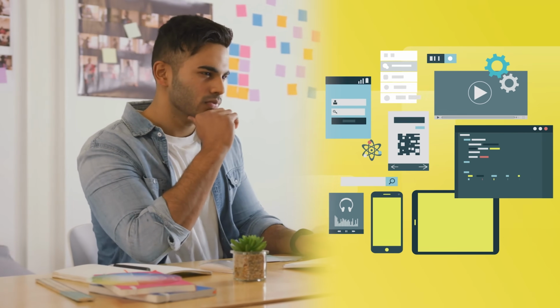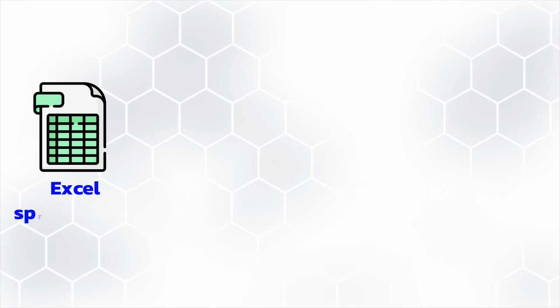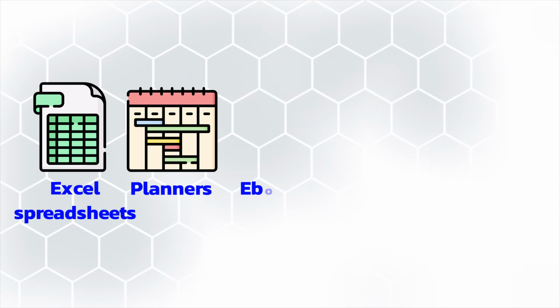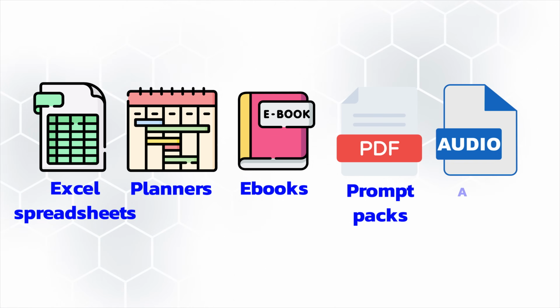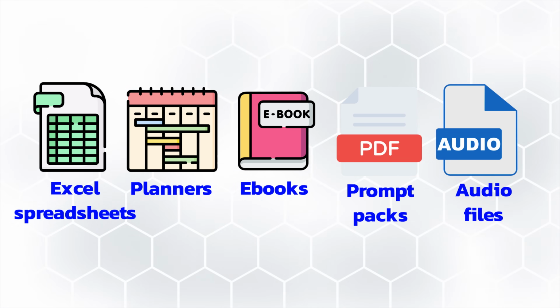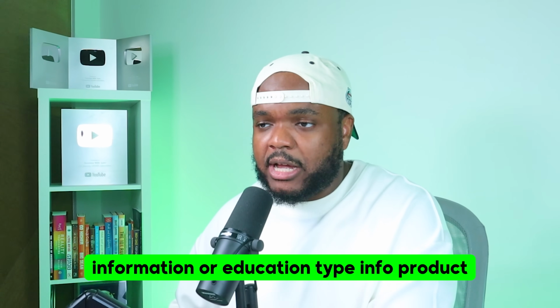For example, if you wanted to use it to figure out which digital products people are searching for the most, you can do that, because I'm sure that you're already aware that there's so many different digital products out there that you can choose from. We've got things like Excel spreadsheets, planners, ebooks, prompt packs, audio files. The list goes on, but I would say that one of the best types of digital products to focus on as a beginner is going to be some sort of information or education type info product.